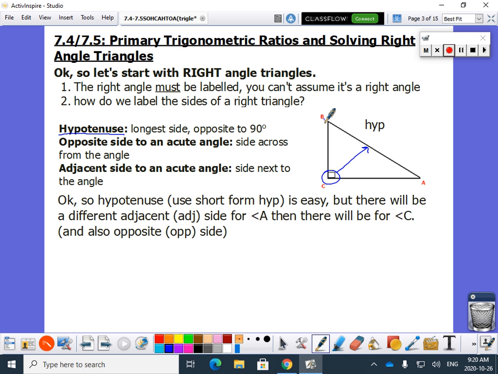So hypotenuse, use short form hype. There will be a different adjacent side for angle A than there will be for angle C. Okay, so that's exactly what I talked about, and we'll see this in the next slide. To show the differences, we have angle A, B, and C, and depending on what angle you were given or what angle you were asked to find, the two other sides, opposite and adjacent, are going to depend on that. That's all I wanted to say there.